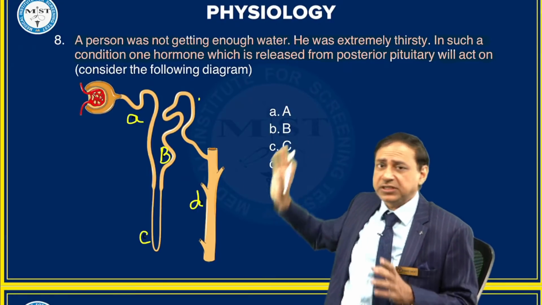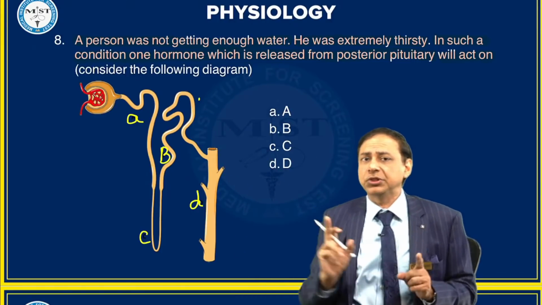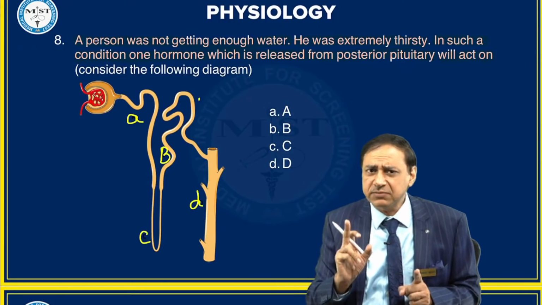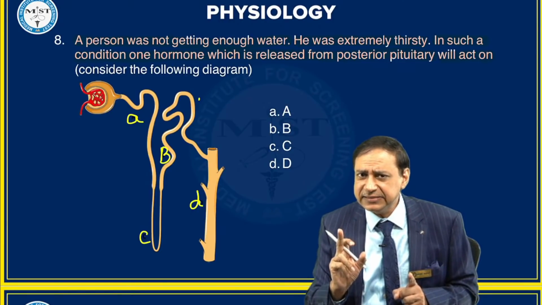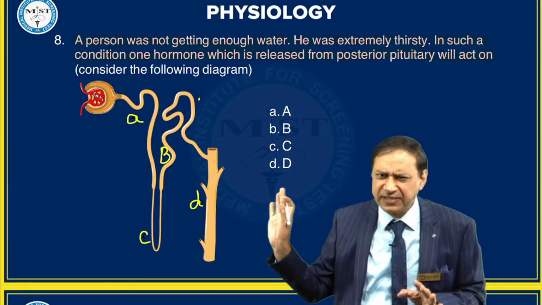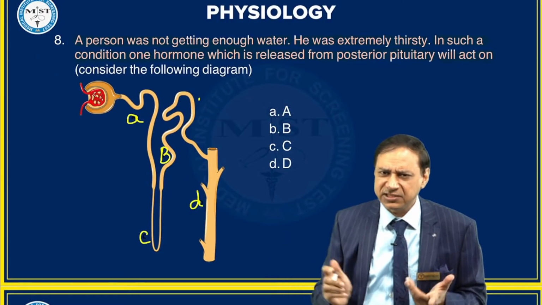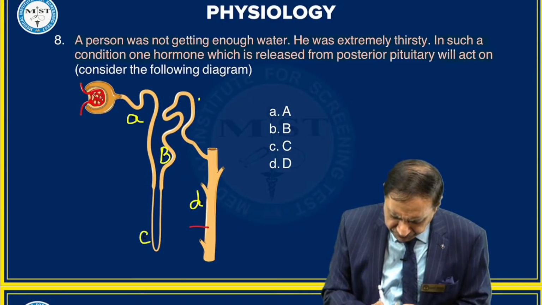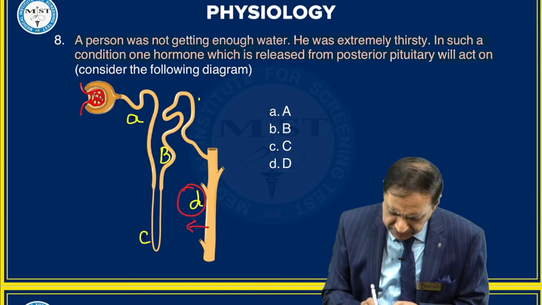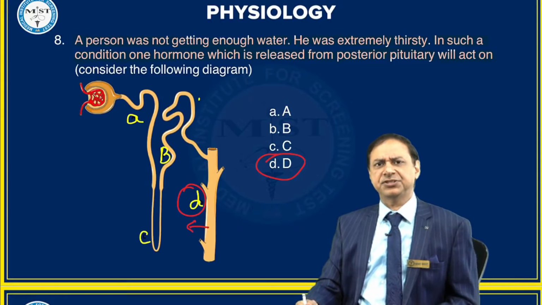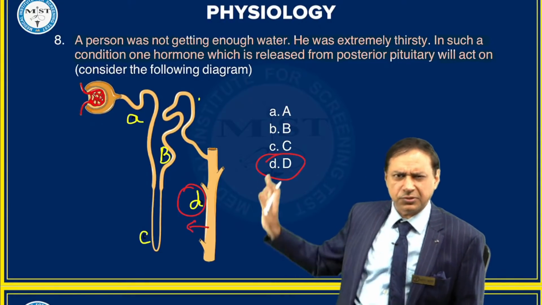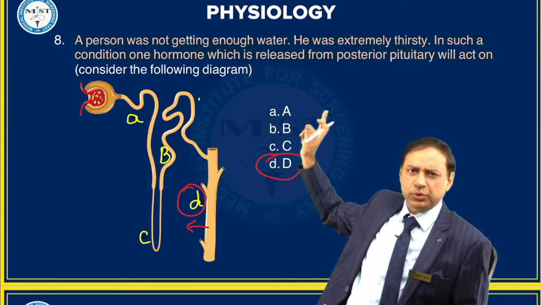Obviously, when you are thirsty, if I don't give you water to drink, what will happen to plasma osmolarity? The answer here is very clear cut. In such a situation, ADH will be released and ADH will reabsorb water from this portion. So the answer is D here. There is no doubt about that. He is talking about ADH.